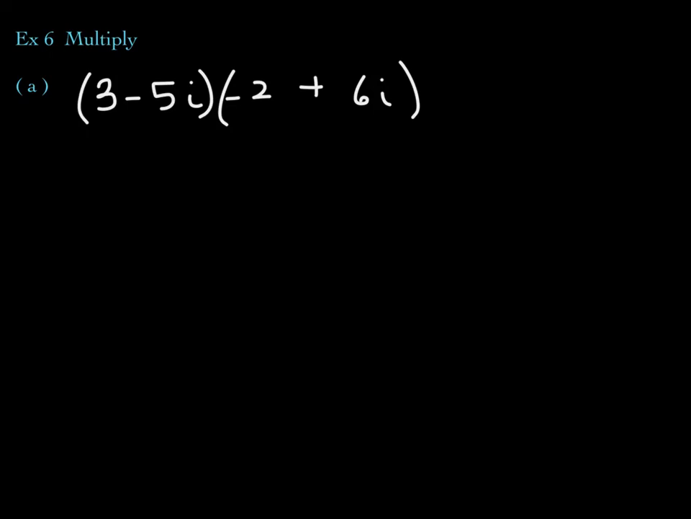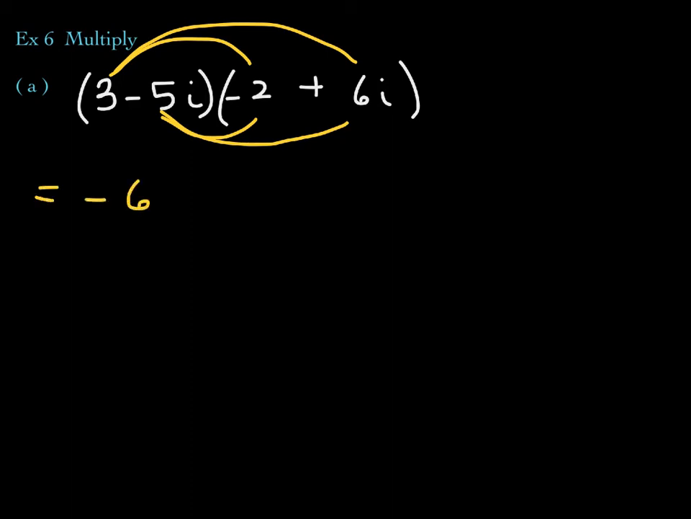Okay, we're still talking about multiplication. 3 minus 5i times negative 2 plus 6i. Now, I hope that your gut or your instinct is telling you to distribute. Some of you call it FOIL, and that would be correct. So let's distribute. What we get is 3 times negative 2 is negative 6. 3 times 6i is 18i.